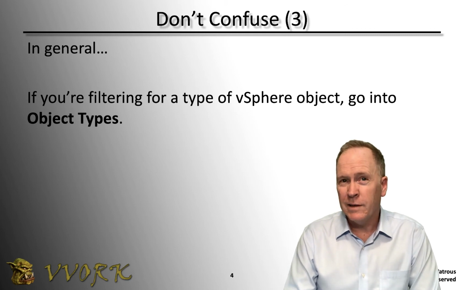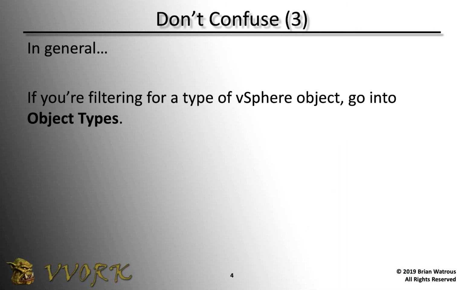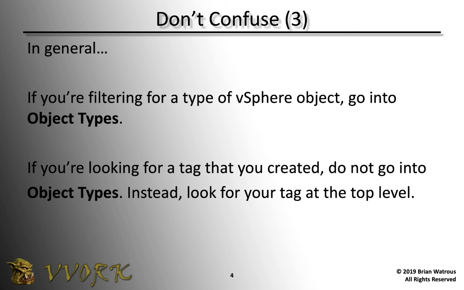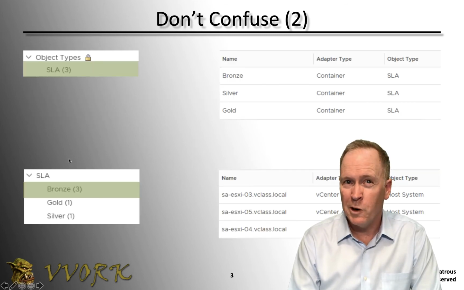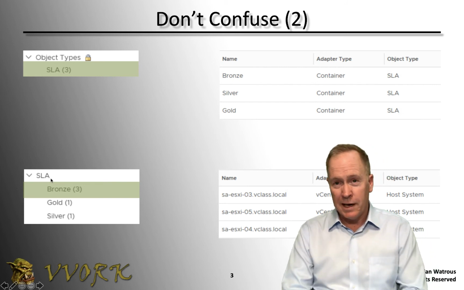On the other hand, if you've created your own tag and tag values, if you're trying to use a tag or tag value that you created, don't go into object types. Instead, go look for your tag at the top level. In other words, if I scroll back here a little bit, if you're working with your own tags, don't go into object types. Instead, go into the top level entry that has the tag named the name you gave it. Now again, hopefully that makes sense.